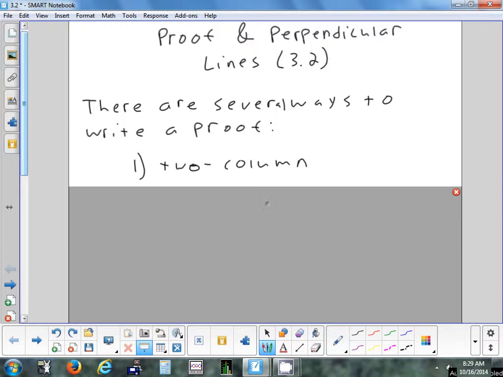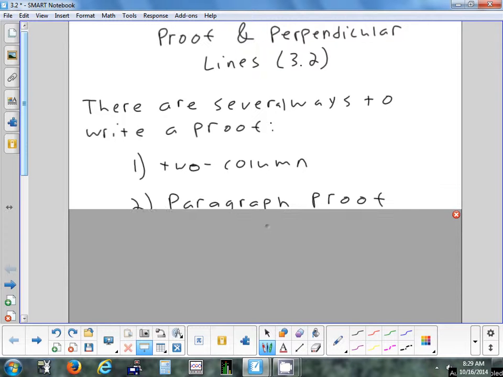The way we've been sticking with quite a bit is the two-column proof. That's where you put your statements on one side and your reasons on the other. We did do another example of a different type of proof. Anybody remember what that one was? Yeah, a paragraph proof. That's where you just write out your sentences and explain what's happening. If you have a two-column proof, it's very easy to change that to a paragraph proof. You just start to use complete sentences and it becomes a paragraph proof.